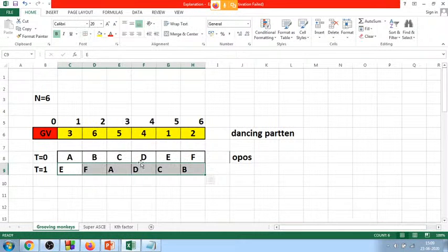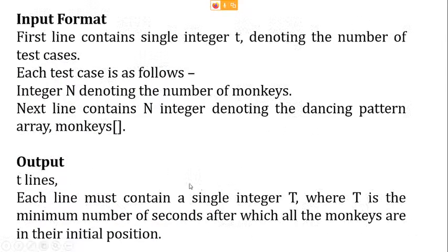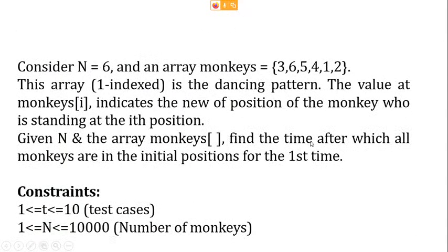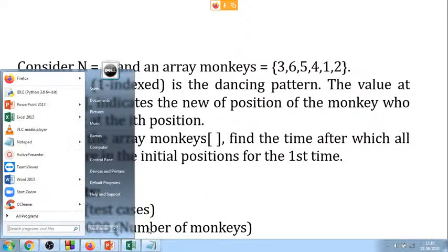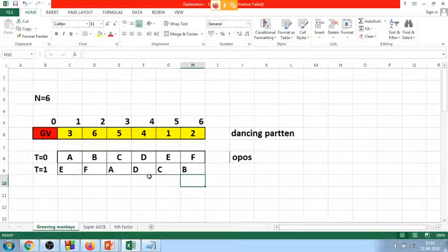But what is our question? We are supposed to find the first time after which all the monkeys are in the initial position, which is where they started dancing. After how many seconds will they come back to the original position?